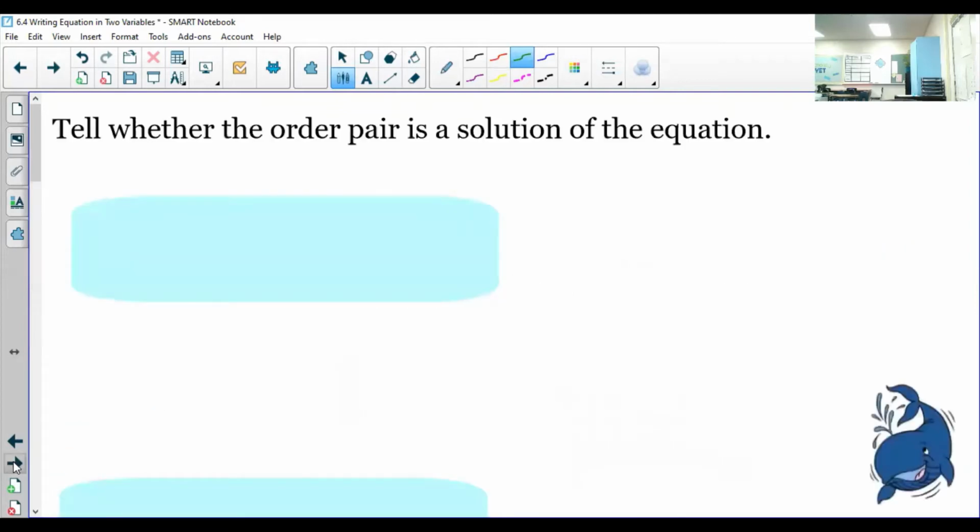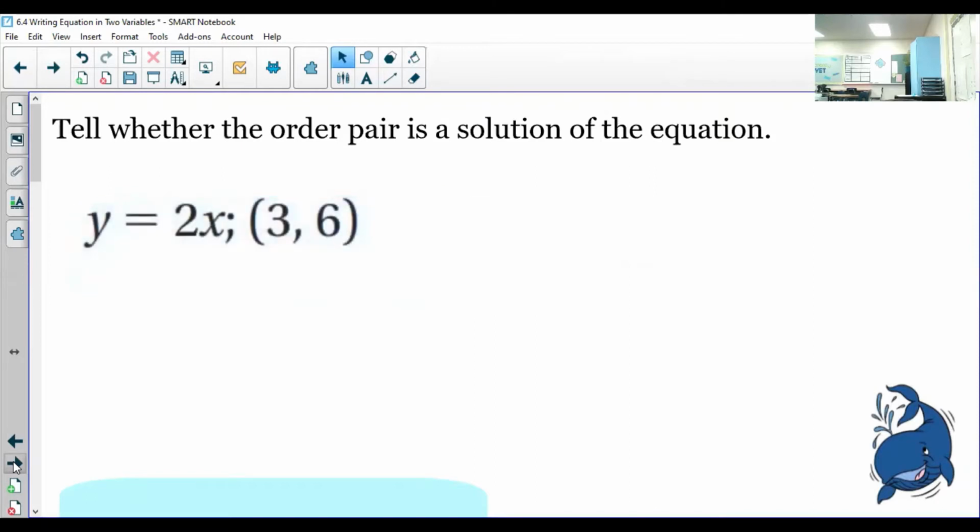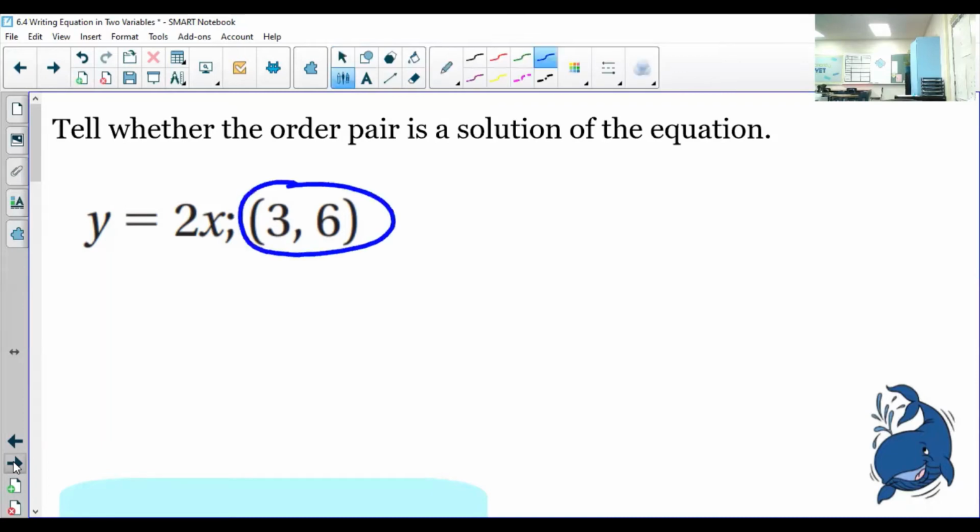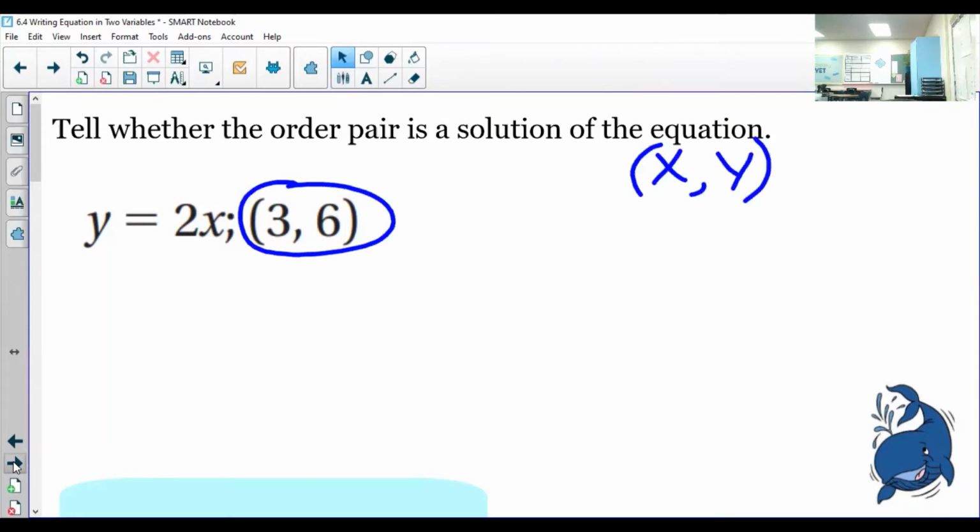Okay, let's take a look at the first one. The directions say to tell whether the ordered pair is a solution of the equation. So number 1 says y equals 2x, and my ordered pair is 3, 6. Here's what we're going to do. We're going to take the ordered pair. Remember, it's always x first, then y. So I'm going to rewrite my equation and put 3 and 6 in. This is the x, that's the y. So y equals 6. I'm going to put a 6 where the y is, equals 2.